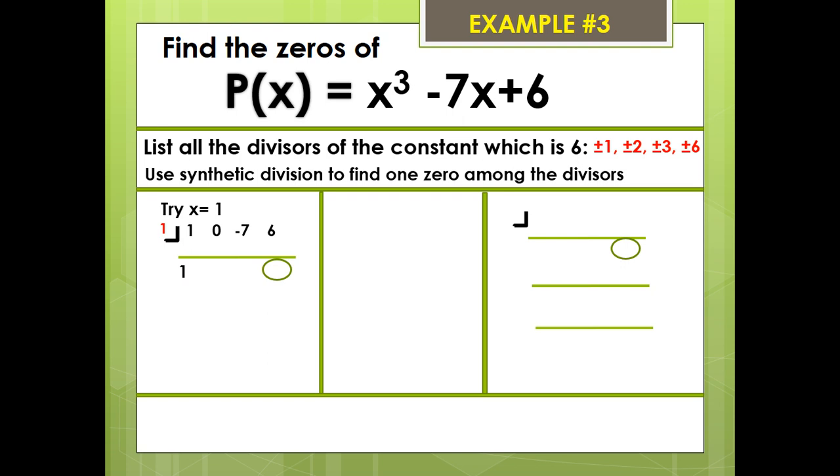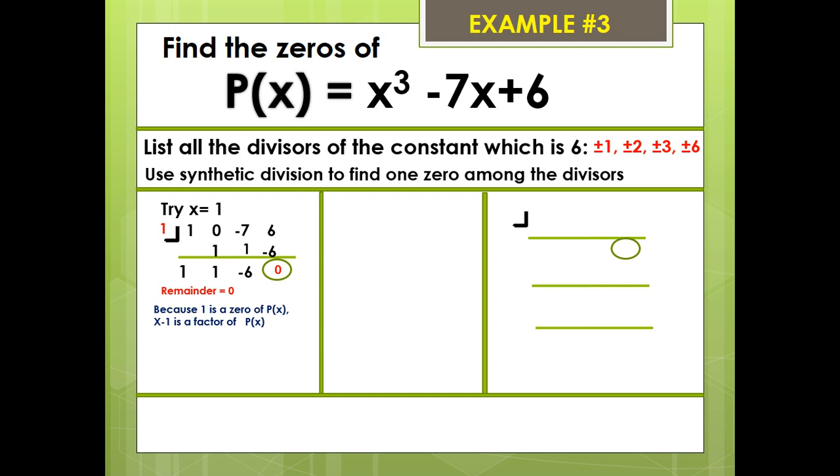Bring down 1. 1 times 1 is 1. 0 plus 1 is 1. Multiplied by 1 is 1. Negative 7 plus 1 is negative 6. Times 1 is negative 6. Plus 6 is equal to 0. Therefore, okay tayo sa 1. So, alin pa yung dalawang zeros natin? Because 1 is a zero of p of x, therefore, x minus 1 is a factor of p of x.